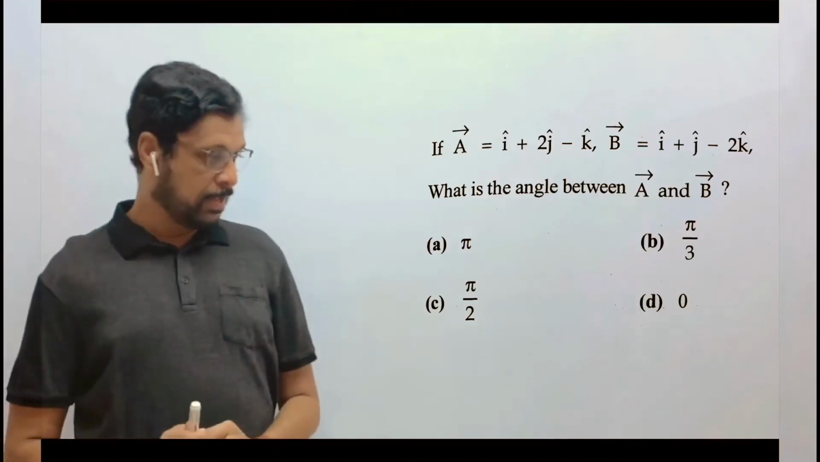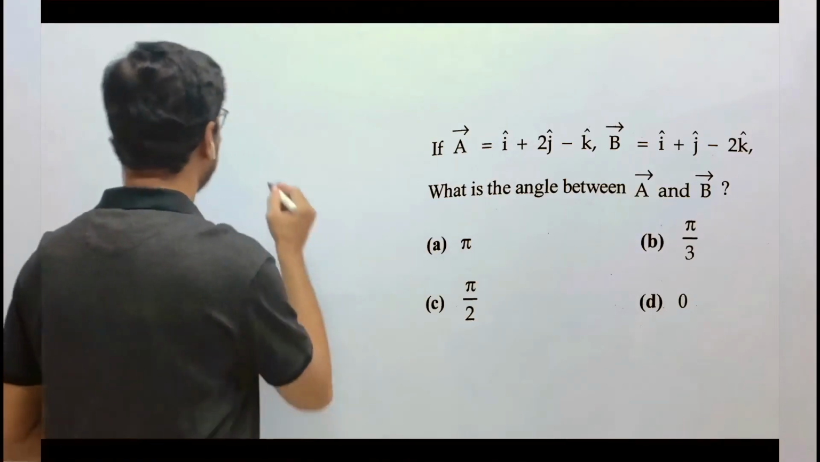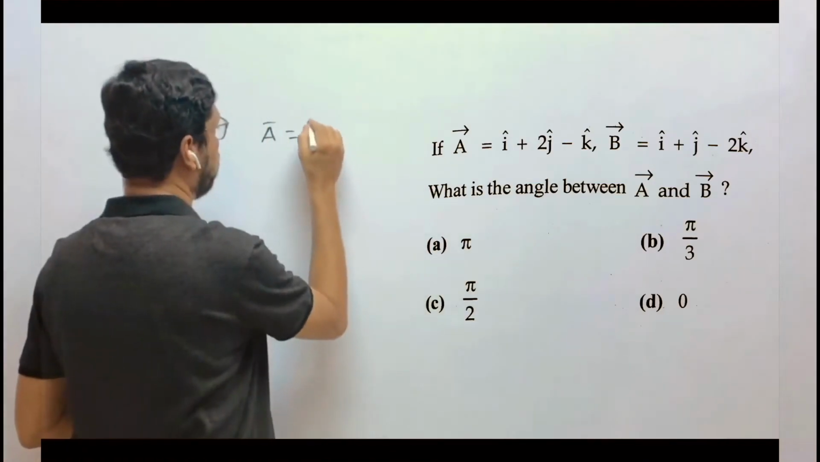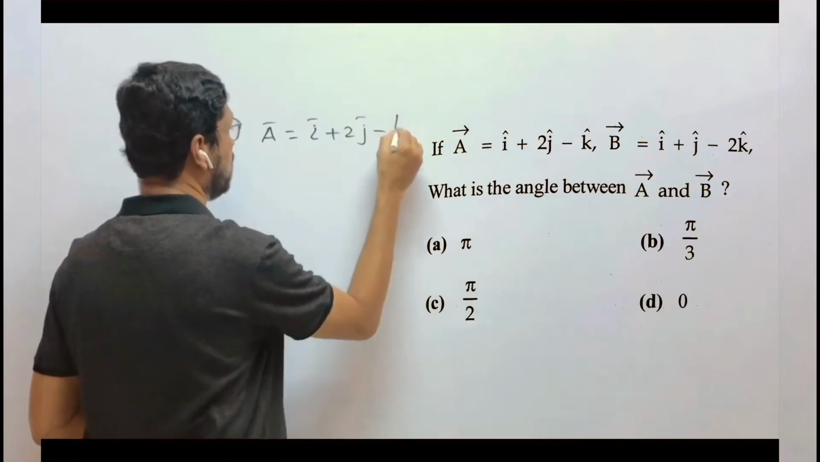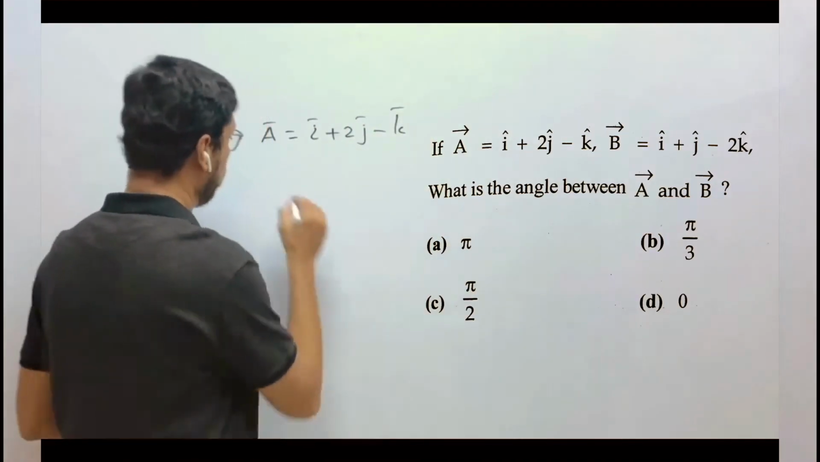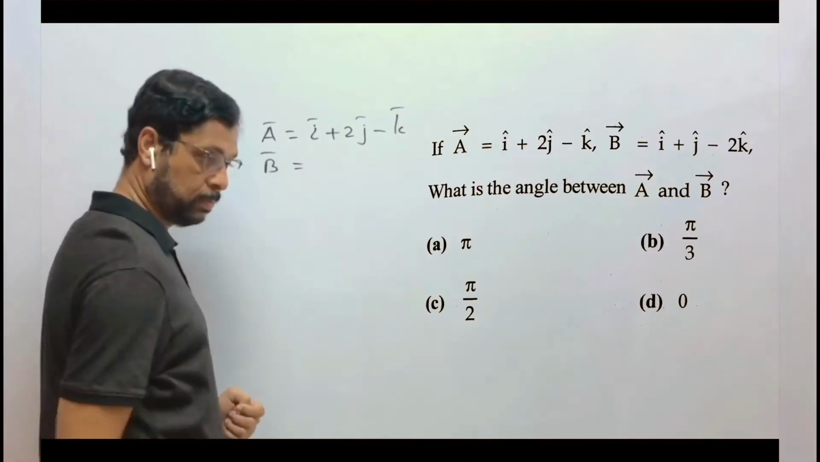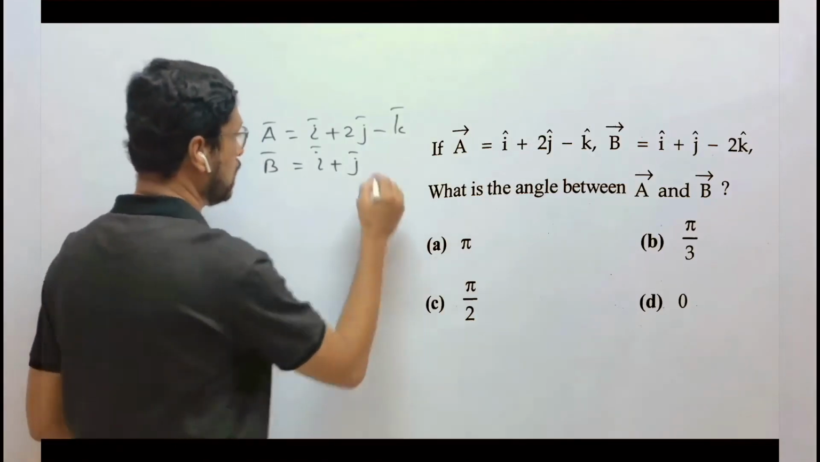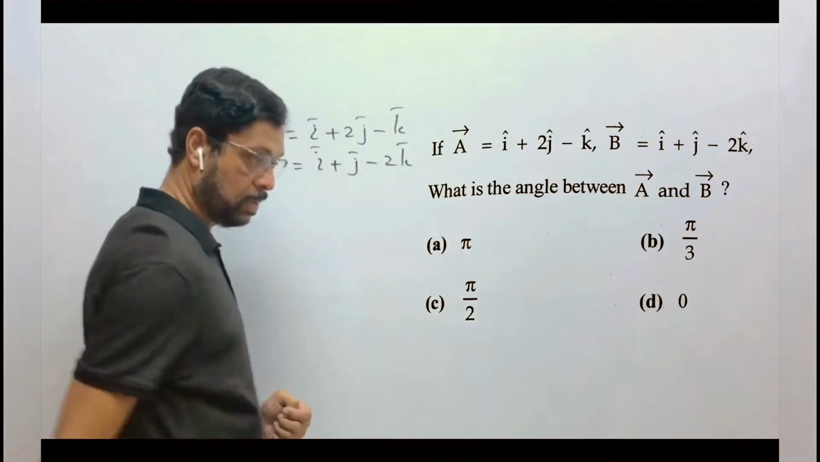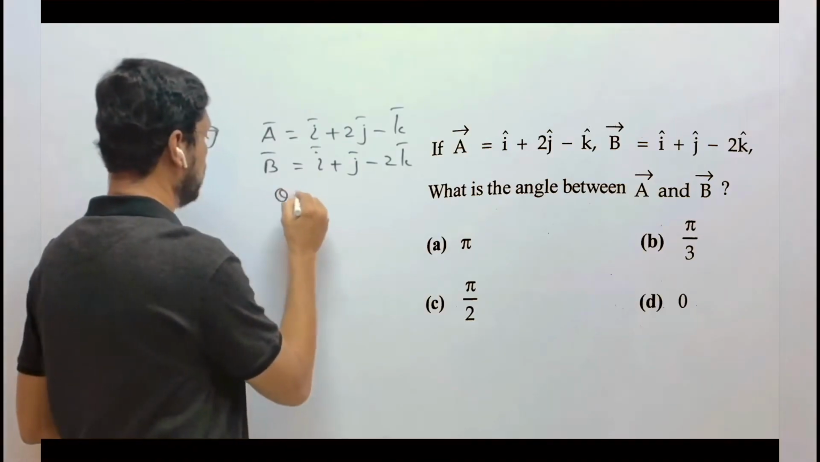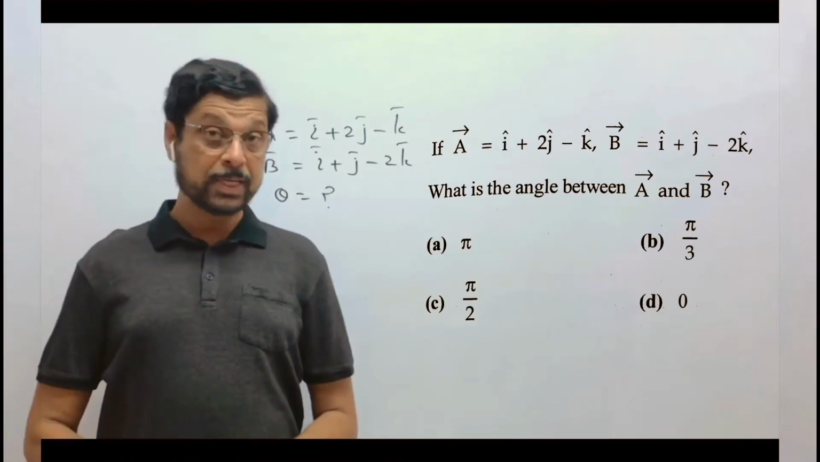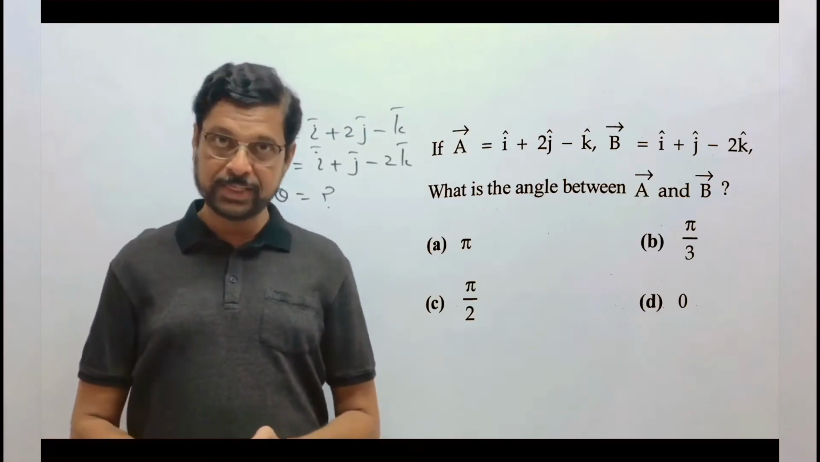The first question of your homework was, if vector A is equal to i plus 2j minus k and vector B is equal to i plus j minus 2k, what is the angle between A and B? We have to find theta. Such questions we have solved in the previous lecture.